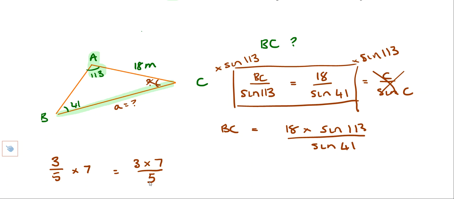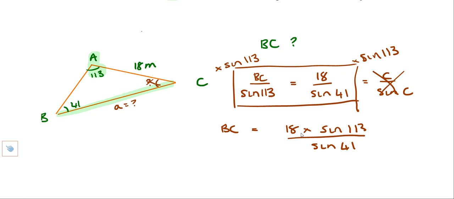And sine of 113 degrees is just a number. Sine of 41 is just a number, right? There's nothing magical about those three letters. And that tells me what BC is going to be. So, over to you with your calculators.